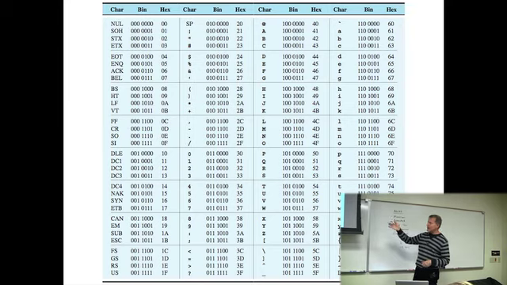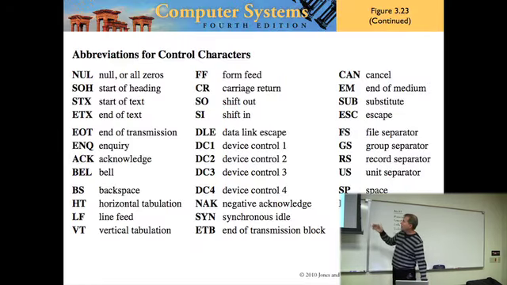But the original ASCII code is a 7-bit code, and not all of these codes are printable. In fact, on the next part of this figure, figure 3.23, these are the non-printable things.